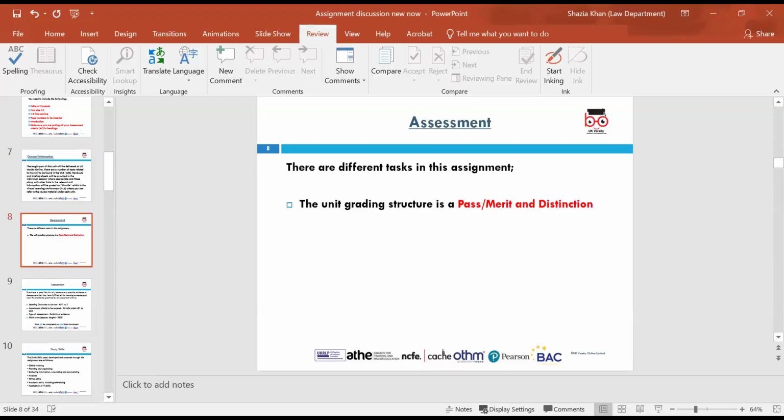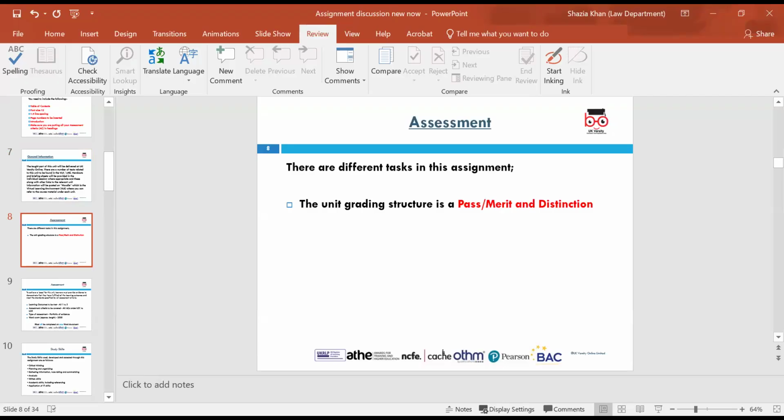The assessment, there are different tasks in this assignment. The unit grading is a pass, merit, and distinction. When you submit your assignment, you need to put in an email what you expect to get, what you want to get. If you want to get a pass, you need to identify you want to get a pass. If you want to get a merit or distinction, you want to identify that.